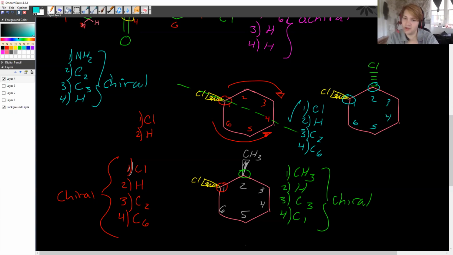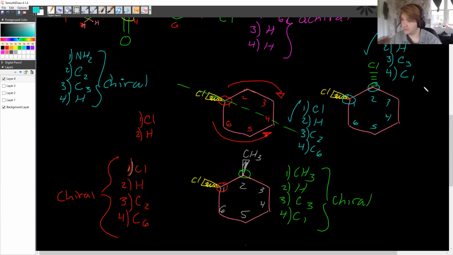For the green one, we have a chlorine, a hydrogen, towards C3, which is different than towards C1. So this carbon is also chiral. All right. Because we have chiral centers and no plane of symmetry, this molecule is chiral overall.